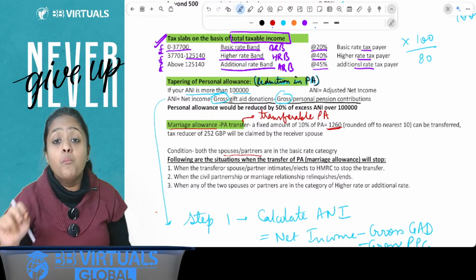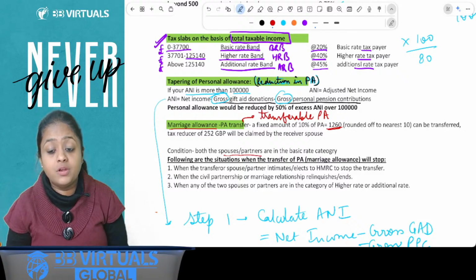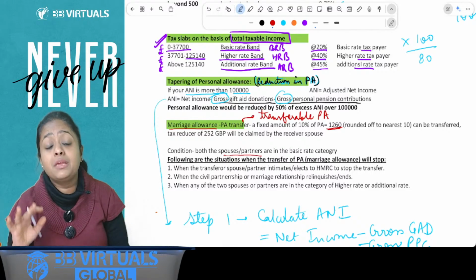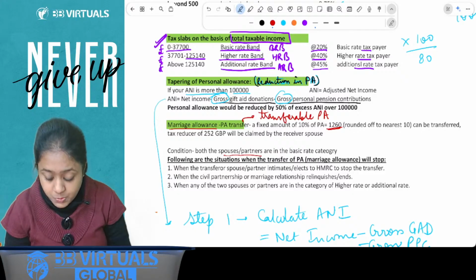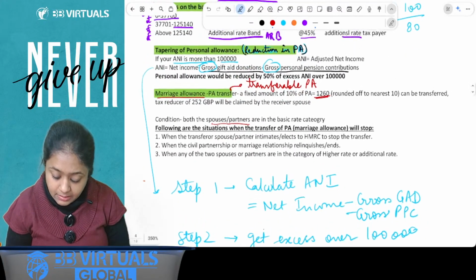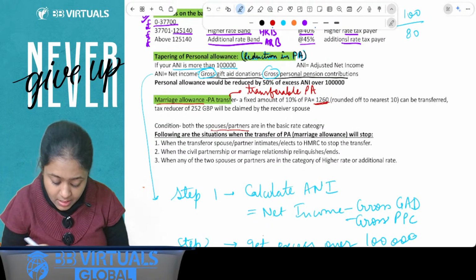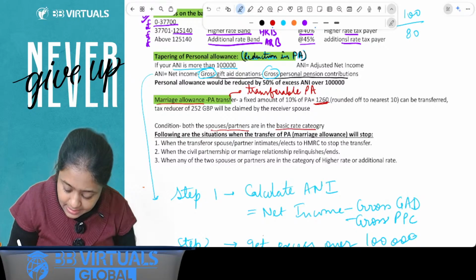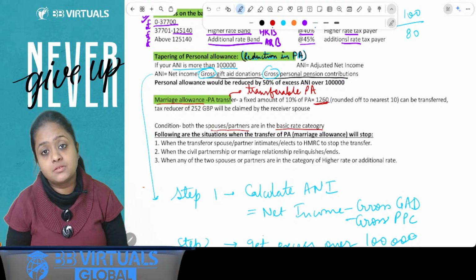Number two, both the spouses should be in the basic rate category only. Very important. That means none of the spouses can be in the higher rate category or additional rate category. This will only be allowed if both the spouses are in the basic rate category only. By default, this is a basic requirement.